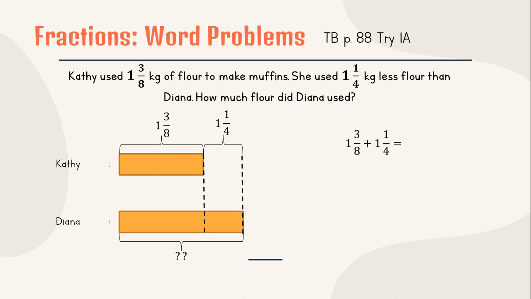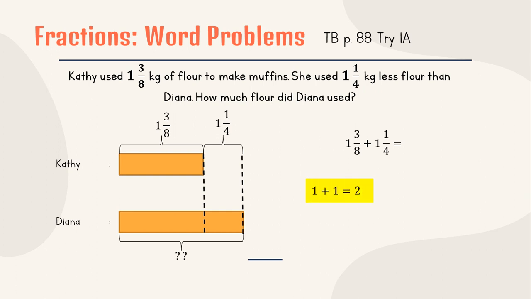By doing addition. As you can see, Diana's model is longer than Kathy's, so that is addition. 1 3/8 plus 1/4. If you forget how to do addition with these mixed numbers, go back to chapter 4, and we're going to have the details there.